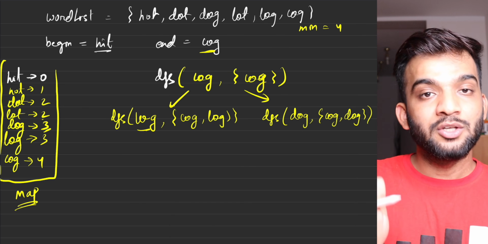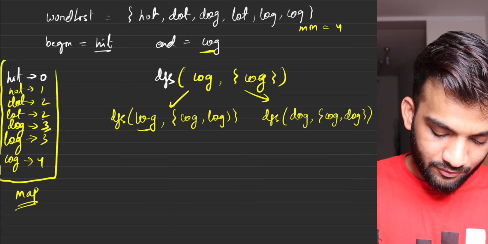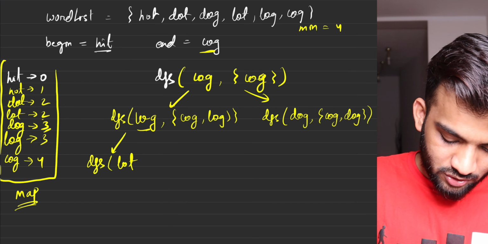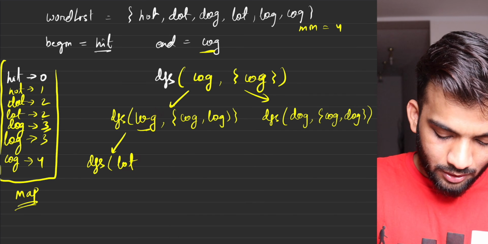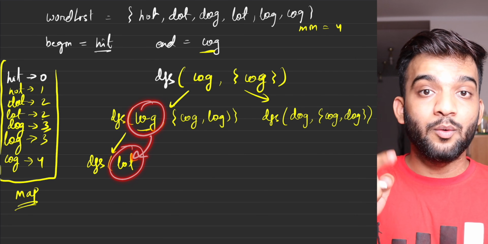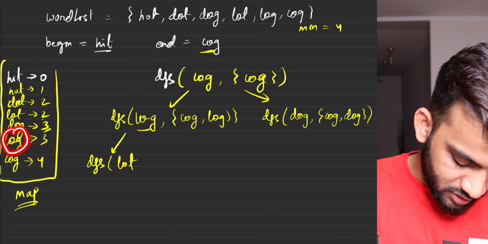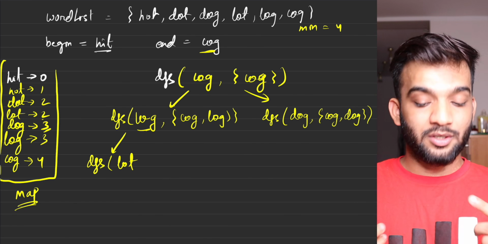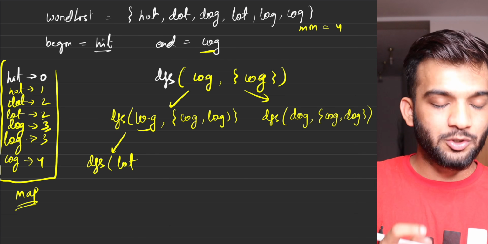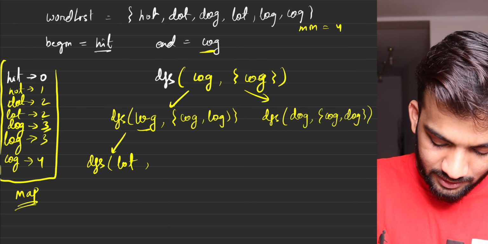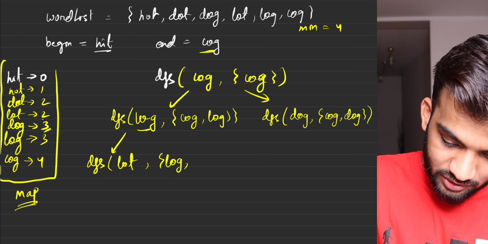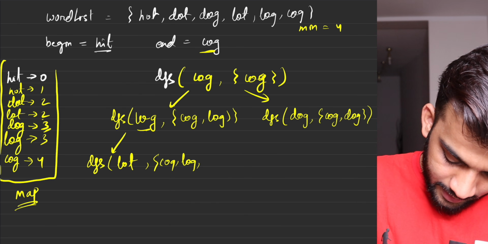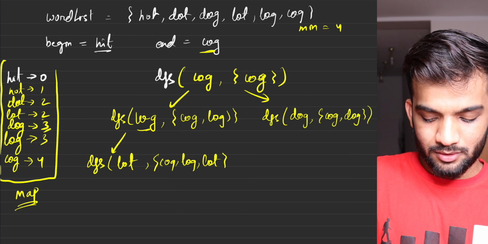So that's not possible. So log will be like, okay, can I be converted into lot? I'll say yes. Why? Because if you convert the G to T, log can be converted into lot. Why? Because this was 3 and lot was 2. So this is right before this conversion. So log can be converted or traced back to lot. This is nothing but simple backtracking. So this is like cog, log, and lot. Perfect.